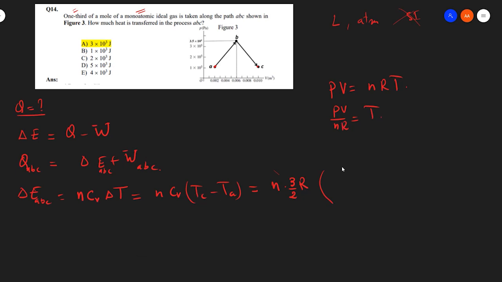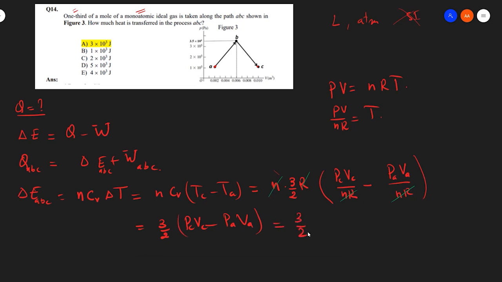TC is this one. I need to write PC VC over NR minus PA VA over NR, which gives me TC minus TA. As you see, NR simplifies with NR here, and we get 3 over 2 multiplied by (PC VC minus PA VA).